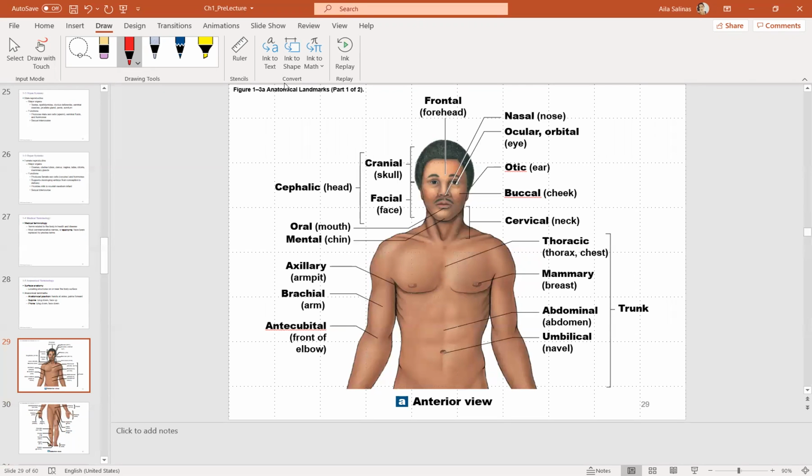Nasal refers to the nose, ocular to the eye, orbital to the eyeball, otic refers to the ear, buccal to the cheek, and cervical to the neck because of the cervical vertebrae. Oral refers to the mouth and mental to the chin. Going a little bit lower, we have the trunk. The trunk is composed of the thoracic region, the thorax or chest, the mammary or the breast, the abdominal region, and the umbilical region.